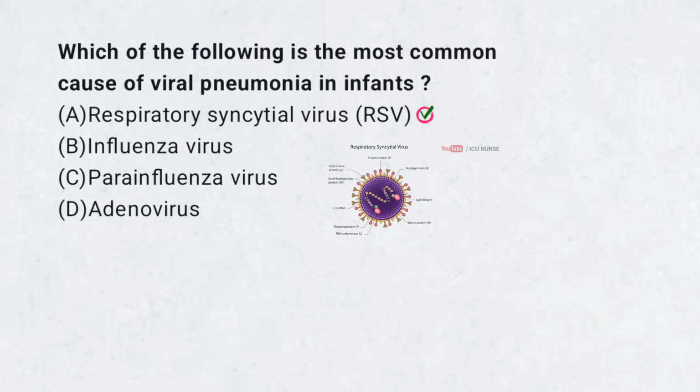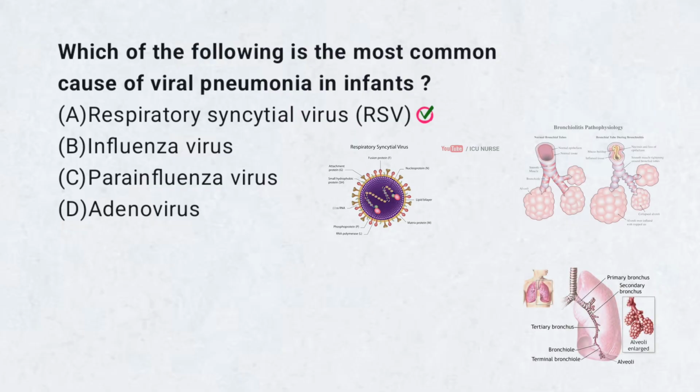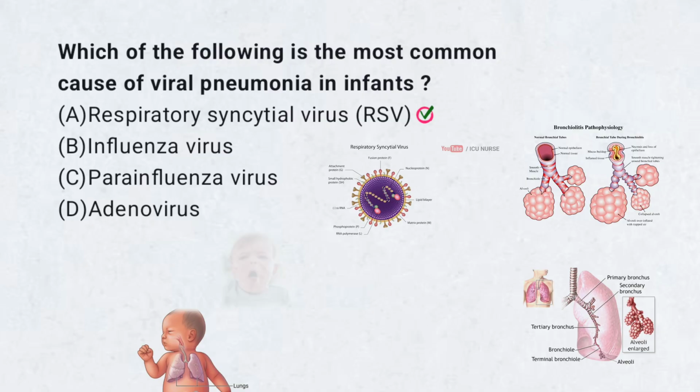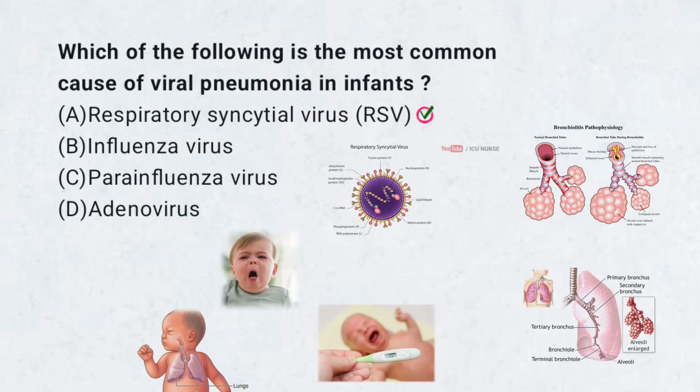Respiratory syncytial virus is the most common cause of viral pneumonia and bronchiolitis in infants. RSV infections typically peak during the winter months and can cause severe respiratory distress, especially in infants under 6 months of age. Symptoms include cough, wheezing, difficulty breathing, and fever.